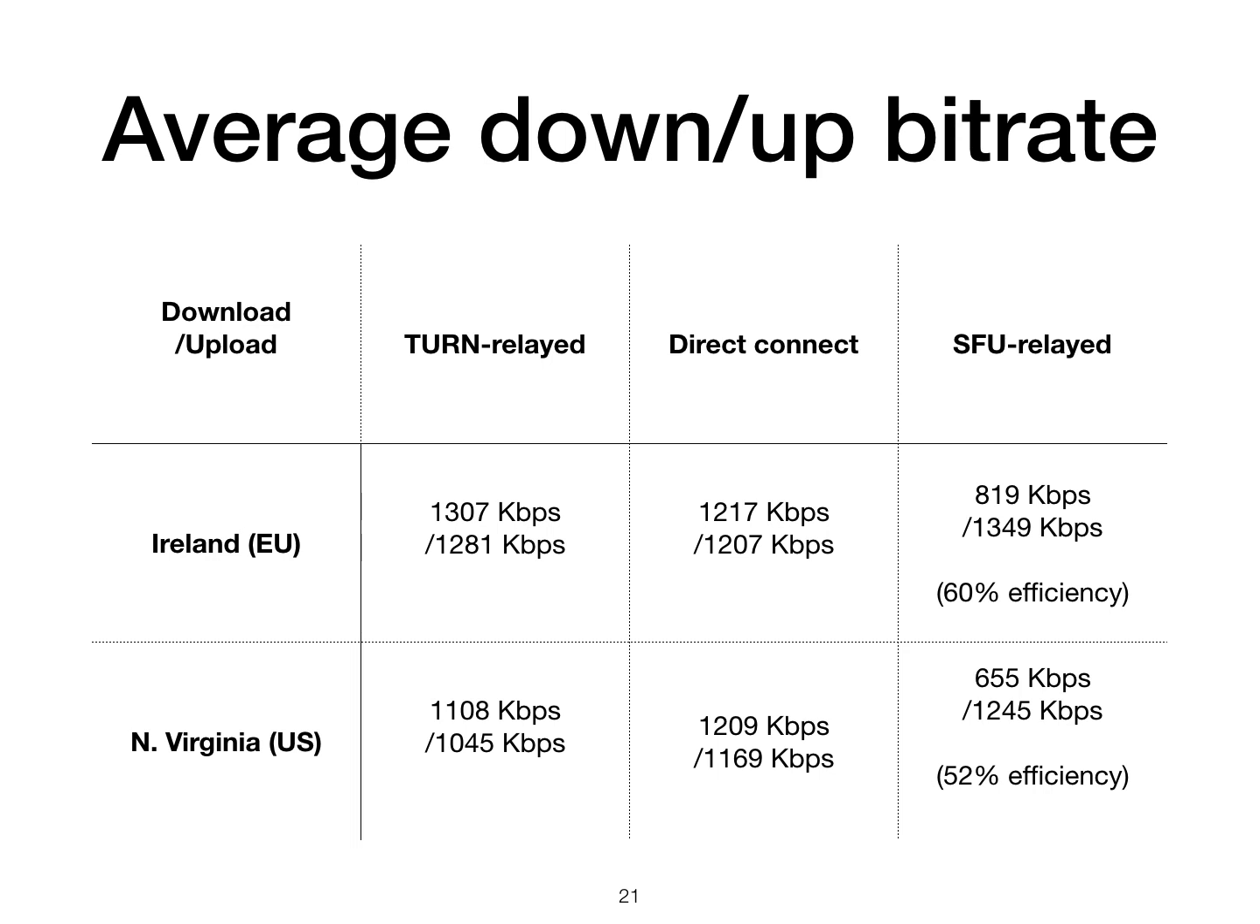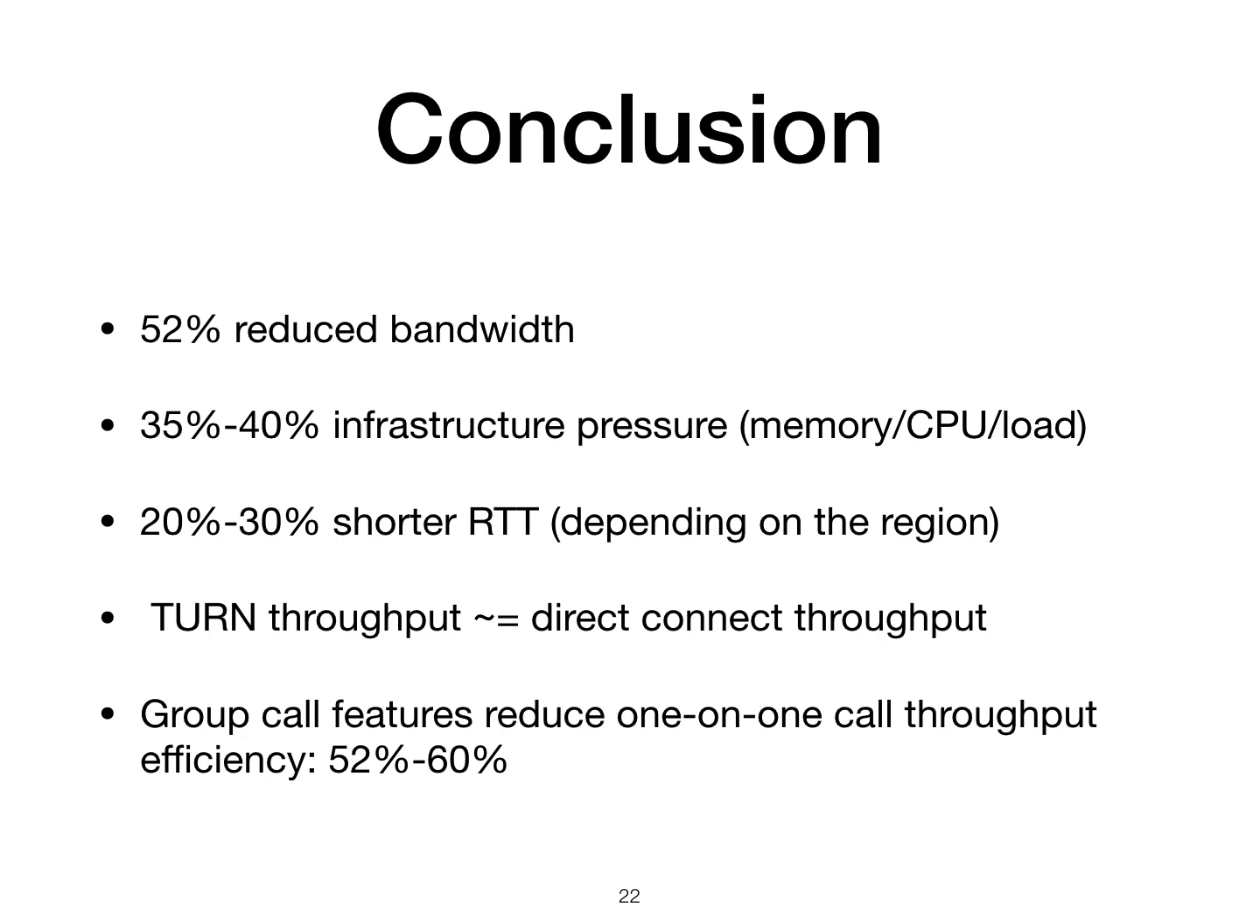The important observation is the reduced efficiency of SFU relayed calls, which makes imperative and clear the need to disable conferencing features for one-on-one calls. SFU calls achieve 60% efficiency in Europe and 52% efficiency in the US.